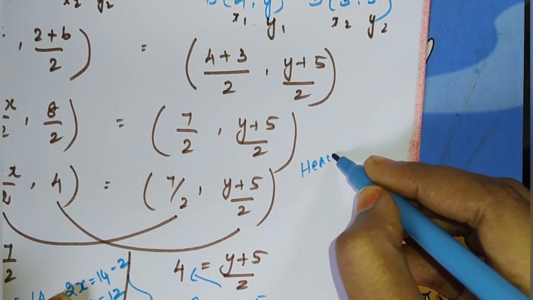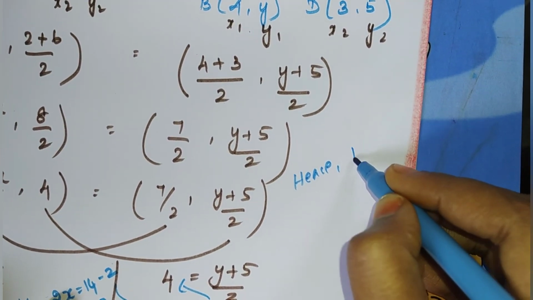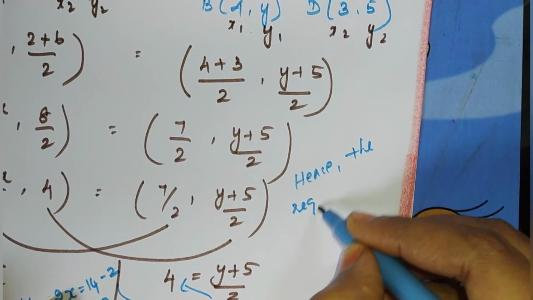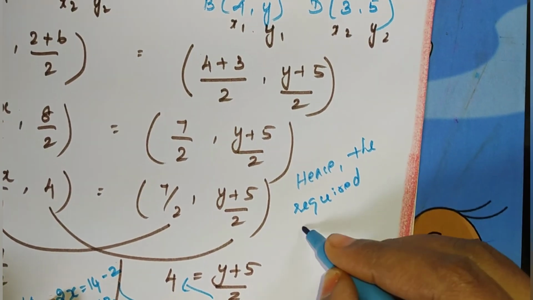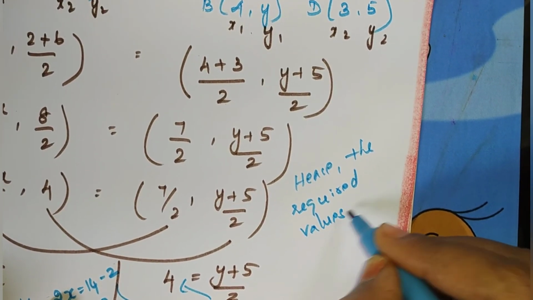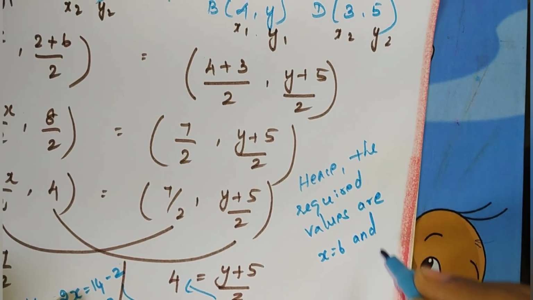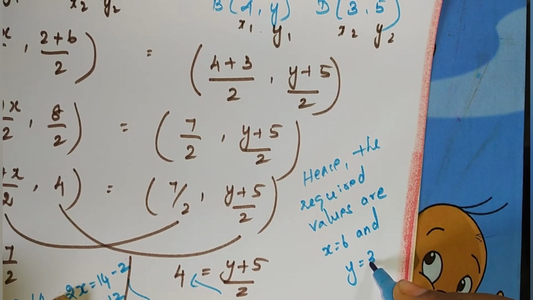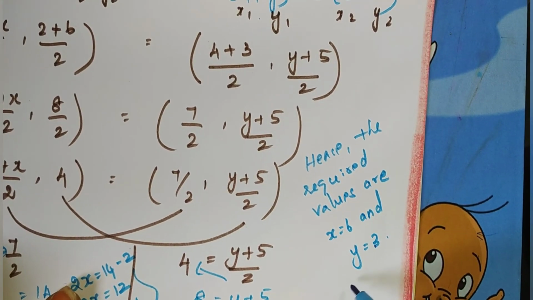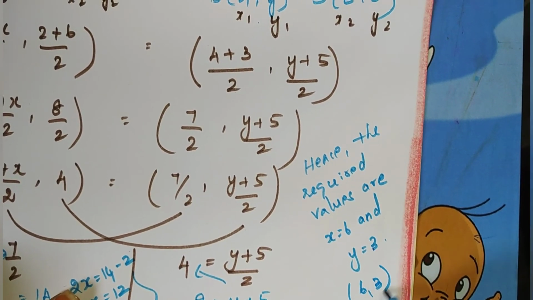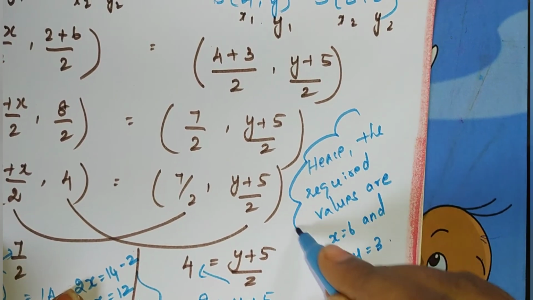Hence the required values are x is equal to 6 and y is equal to 3. That is, the point is (6, 3). Clear, children? If there is any doubt?